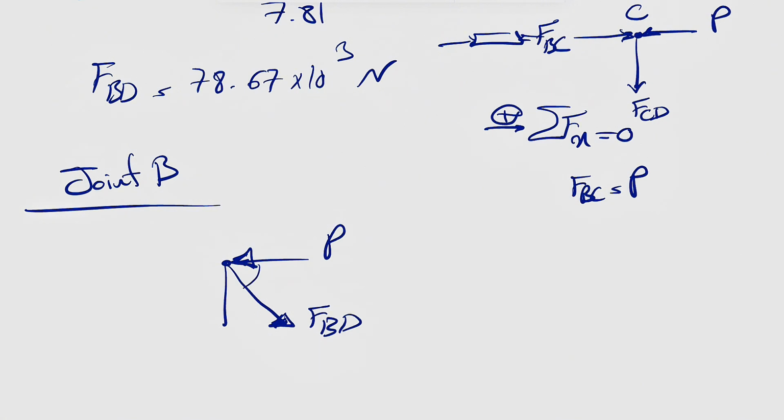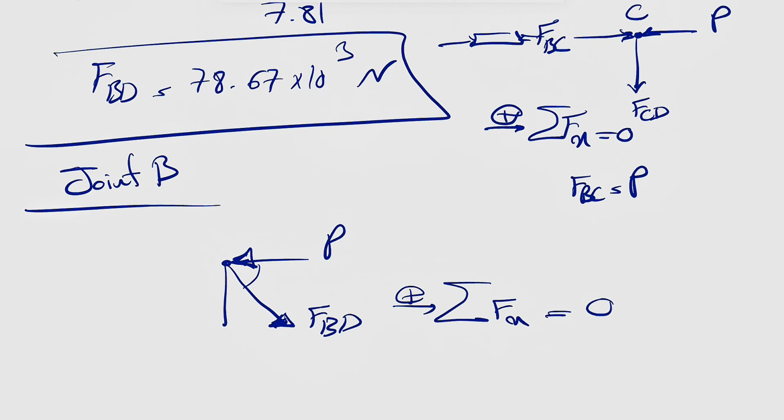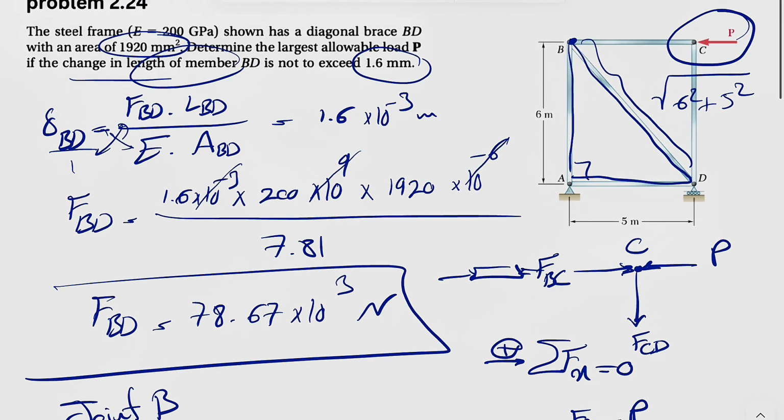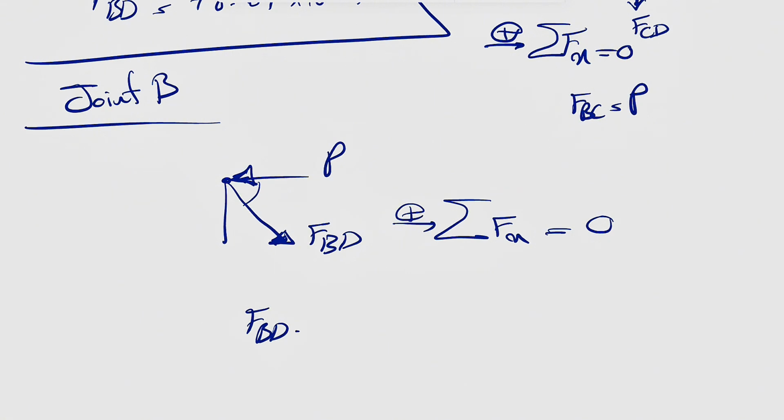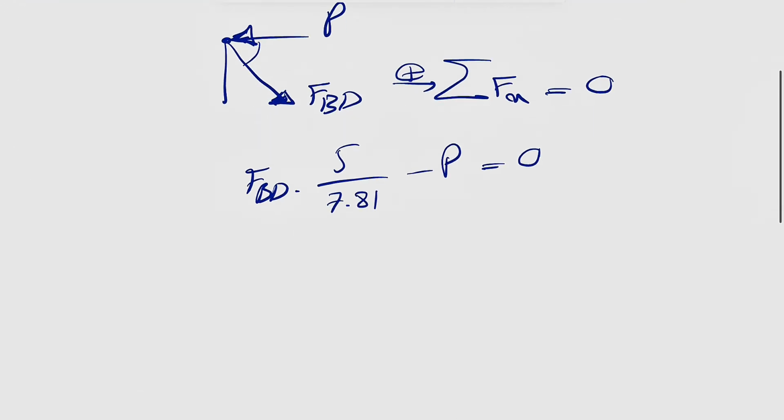So we just have to get some information about this angle. And if we just, again, do sum of all forces in X equals 0, we have FBD, we found it from the previous step. We should be able to find the force P. So we basically need this angle here. We just call it alpha. Cosine of alpha would be our X component, which would be this side over the hypotenuse, or 5 over what we found for hypotenuse, 7.81. So we have FBD cosine of alpha, 5 over 7.81, minus P equals 0. And that's how we can find the force P.